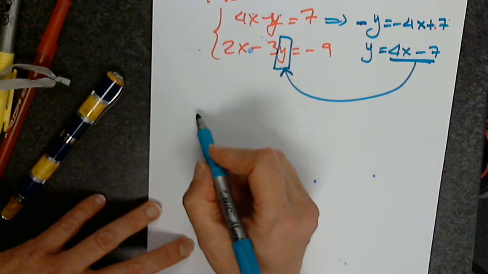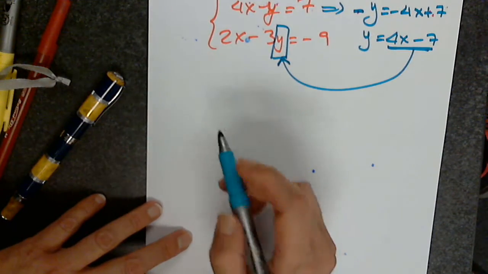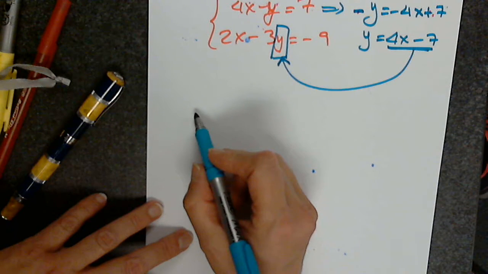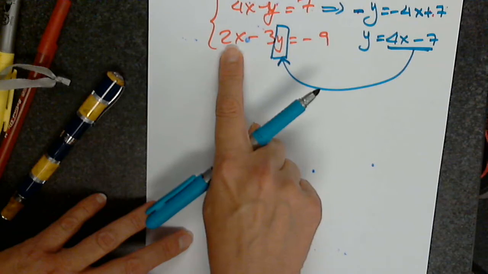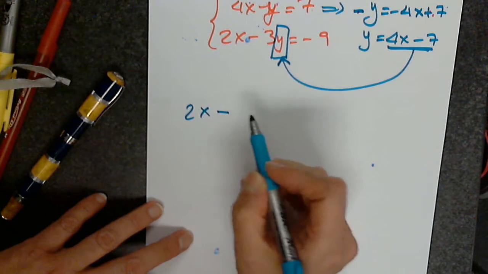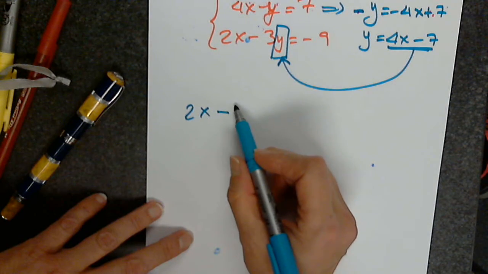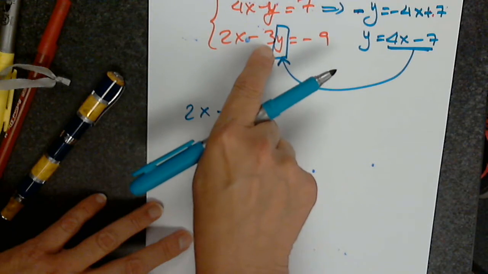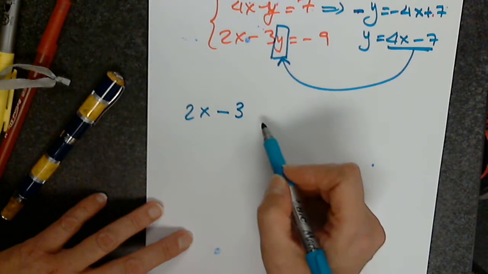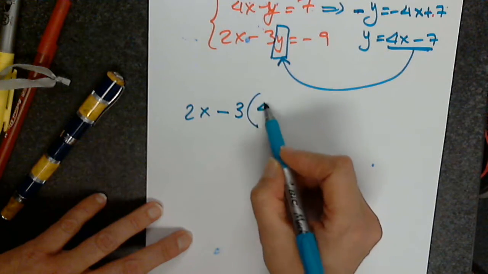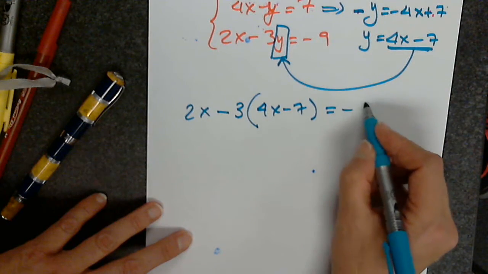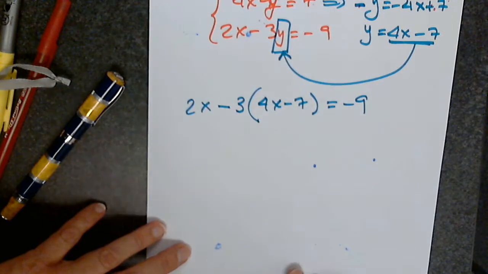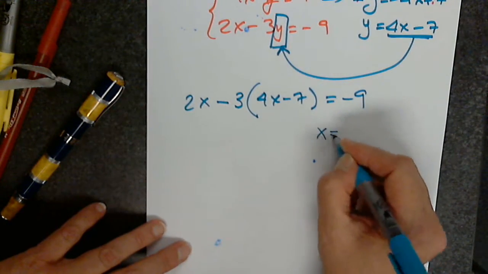Good. So then, can anyone dictate the second equation? The second equation starts with 2x, right? So 2x minus 3, parentheses, 4x minus 7 equals negative 9. Please solve this equation, 1 minute. And please give me x.